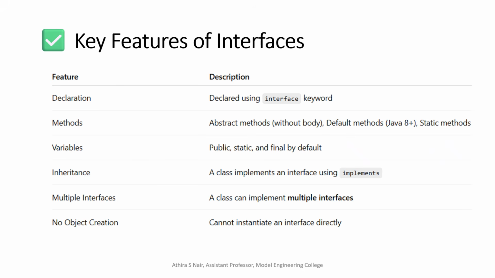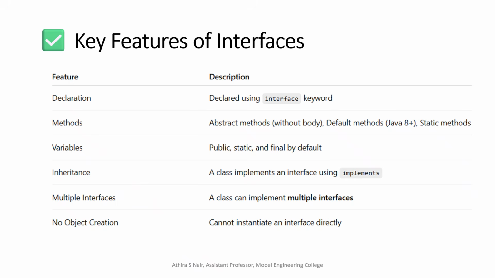Now, the key features of interfaces are: we can declare an interface using the keyword interface, and it can have abstract methods, default methods, and static methods. It can have variables that are public, static, and final by default. And a class implements an interface using the implements keyword.